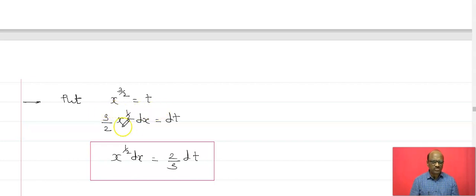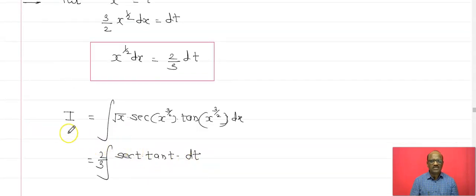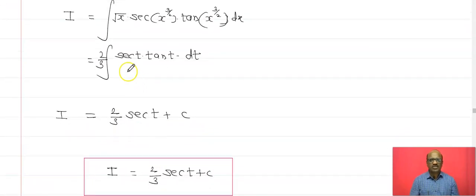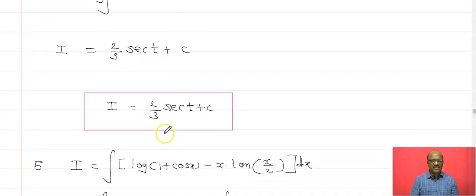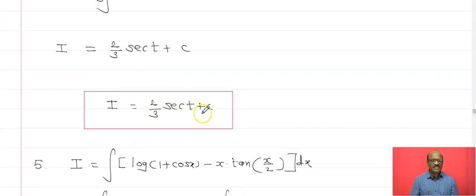x raised to 3 by 2 is equal to t. Therefore 3 by 2 into x raised to 1 upon 2 into dx is equal to dt. That is, root x into dx is equal to 2 by 3 into dt. Now here I is equal to integral root x sec x raised to 3 by 2 into tan x raised to 3 by 2 into dx. Therefore, here is 2 by 3 integral sec t into tan t into dt. What about its integral? The integral of sec t into tan t is sec t plus c. Therefore, I is equal to 2 by 3 sec t plus c.